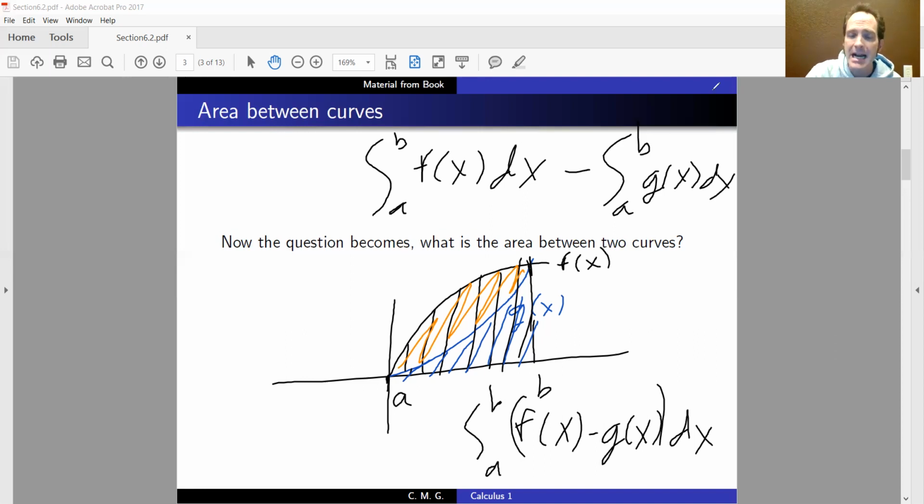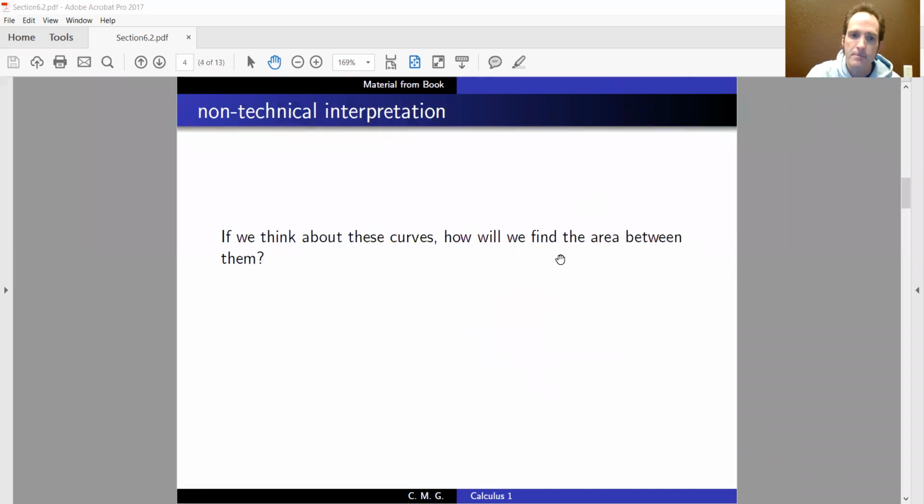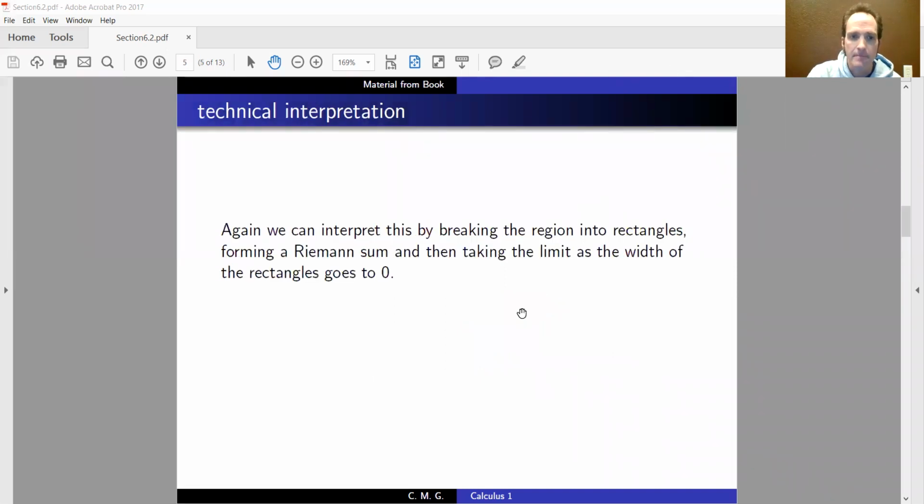So basically now we can make this a little bit more precise. We can do this by looking at these Riemann sums and taking the limit as the width of the rectangles goes to 0, and that's how the book actually does this. But I think it's more straightforward to see this as the top area minus the bottom area. It makes it a little bit easier to consider in that case.